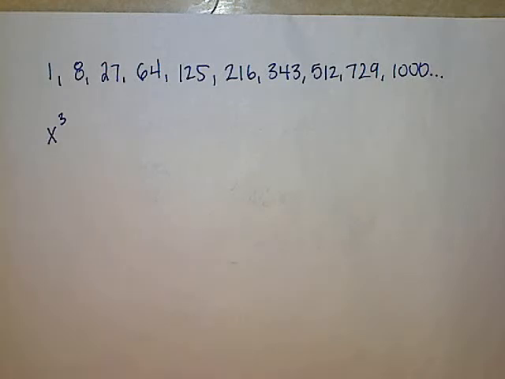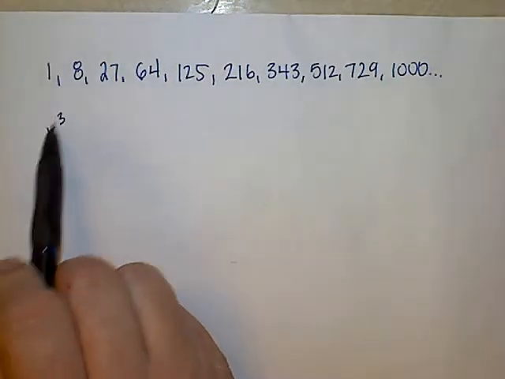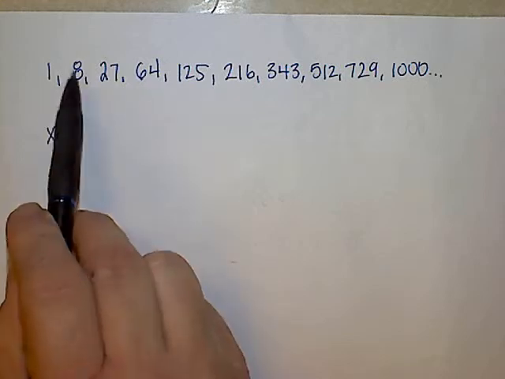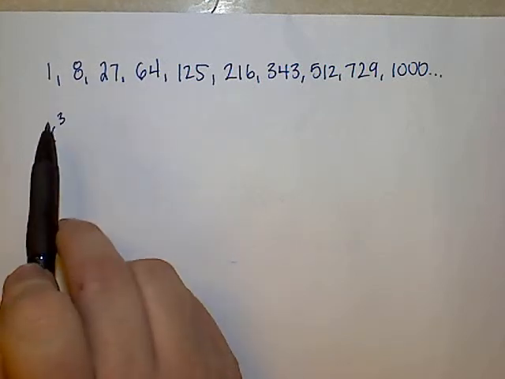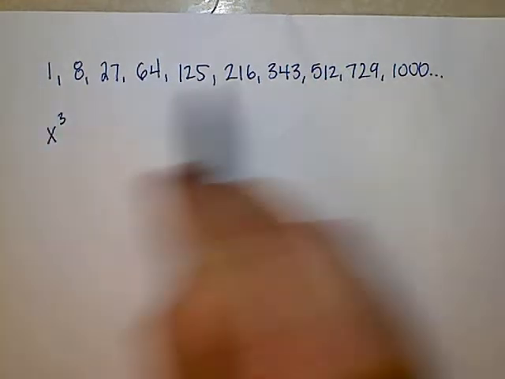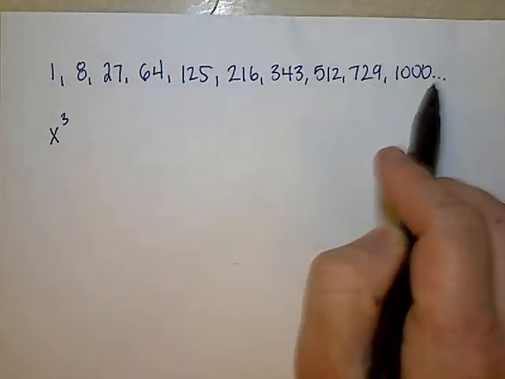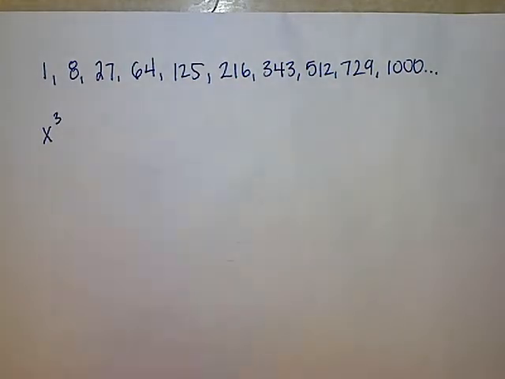So 1, 2, 3. So I'd go 1 times 1 times 1, 2 times 2 times 2, multiplying it, 3 times 3 times 3. Remember, you're multiplying, not adding. 4 times 4 times 4, and so on. So this is all the way up to 10 cubed. Again, it continues to go. And so we're going to start with some basics.